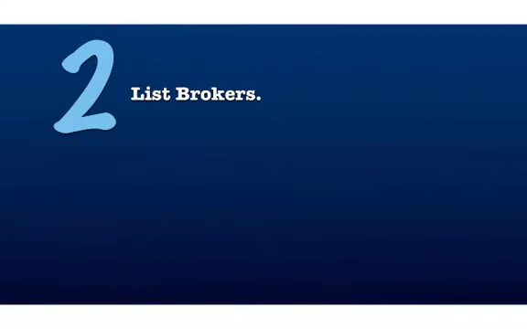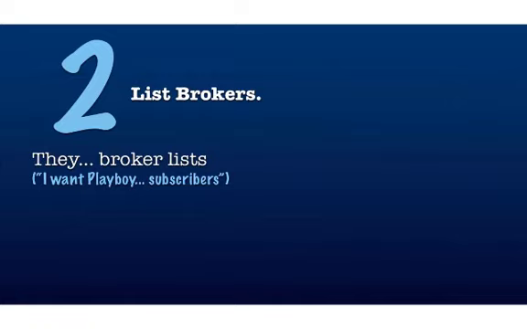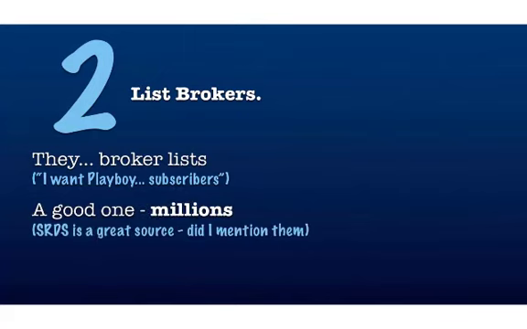Number 2 kind of works along with number 1. Actually, it works with all of them. Number 2 is list brokers. These are people who can help you get specific lists or a combination of lists. So for example, if you wanted all the subscribers to Men's Health in your zip code who also buy leaf blowers, that'd be one example, you can get that list. A good list broker can make you millions. You can actually connect with them in the SRDS because it also contains a list of list brokers.